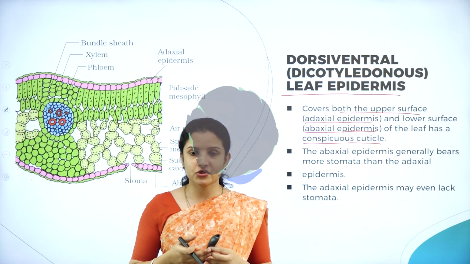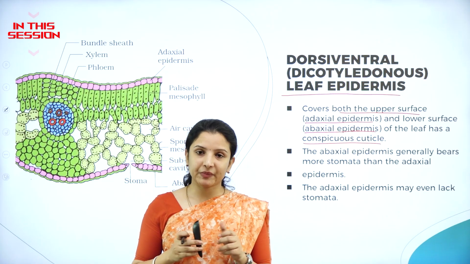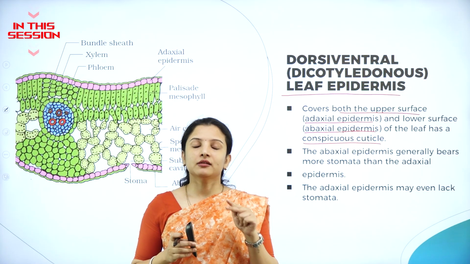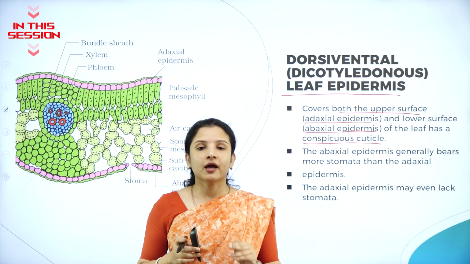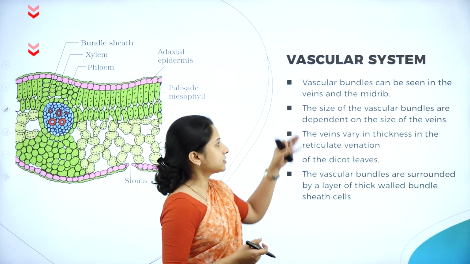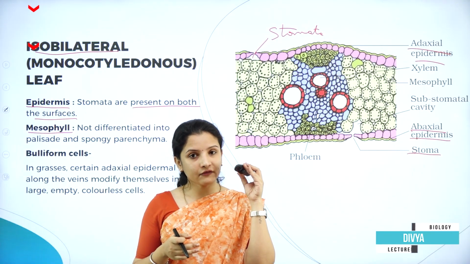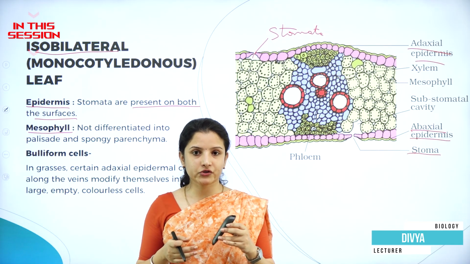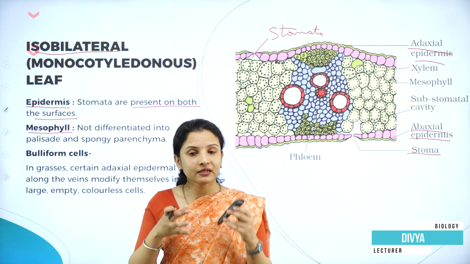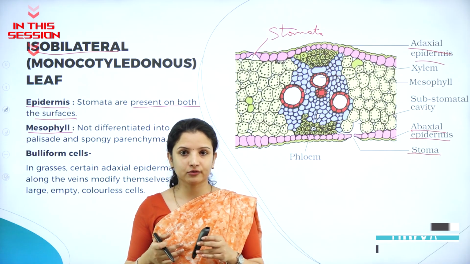The epidermal tissue consists of the epidermis, the cuticle, the trichome or the root hair, and also the stomata. So vascular bundles are usually seen located in the midribs. In the case of dicot leaf, they have palisade parenchyma and spongy parenchyma, which will be clearly visible to you under the microscope.